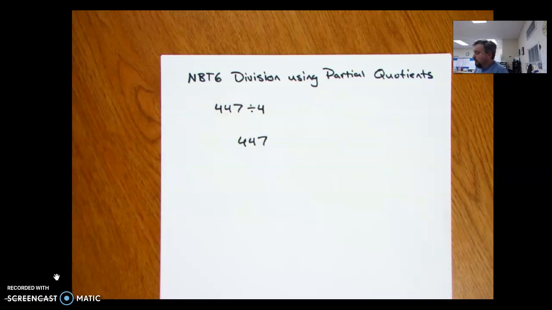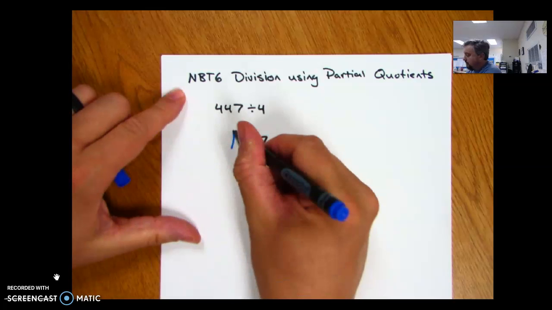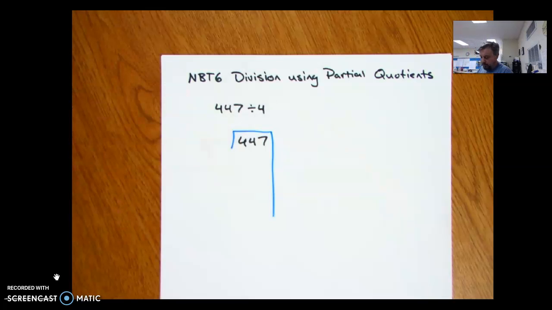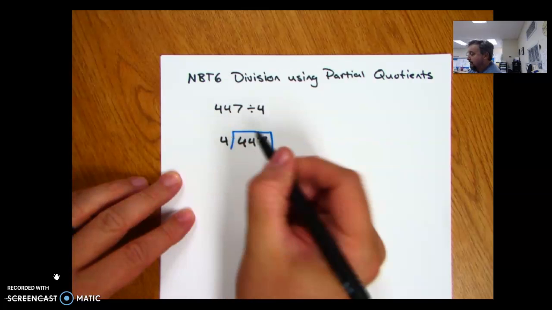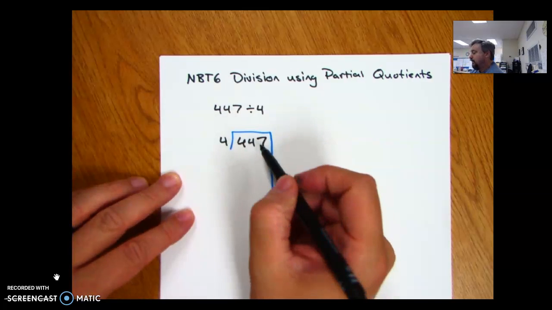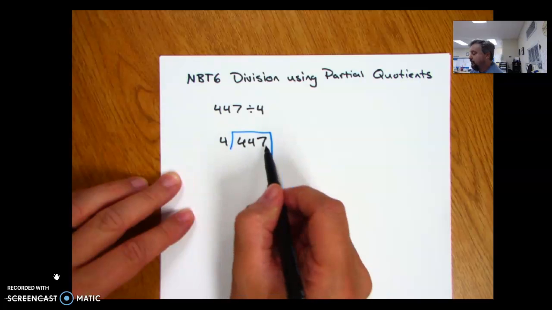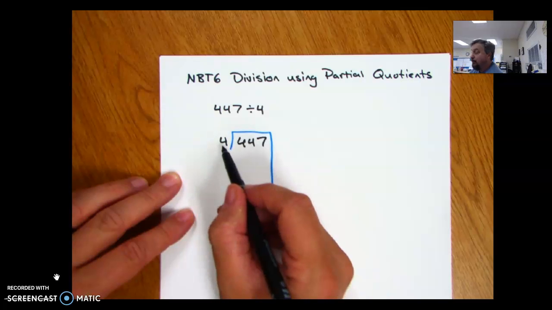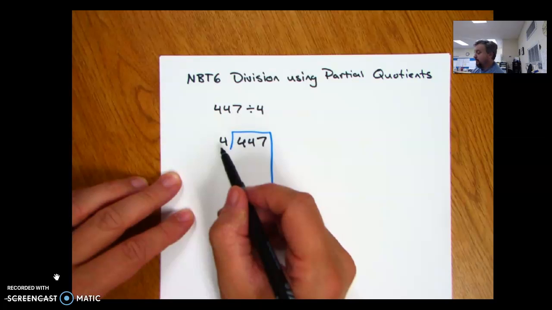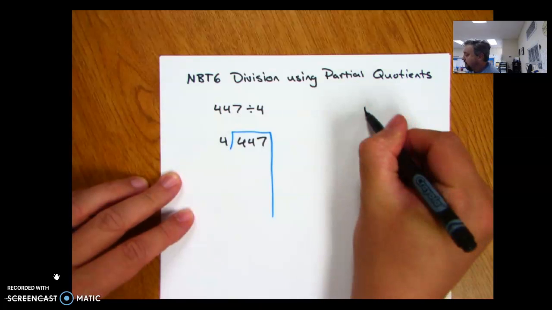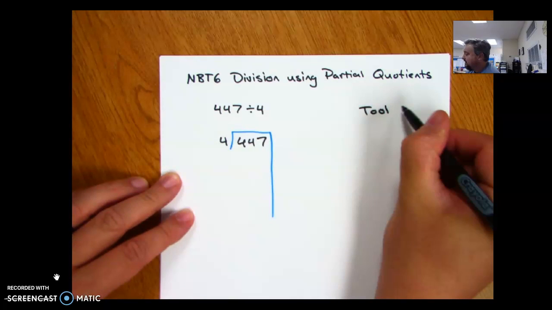And now we are going to set up our box. And we're going to put our divisor 4 on the outside. Now, in essence, what we're saying is we're going to split the number 447 into 4 groups equally. Now, we may or may not have a remainder left over. We're also going to use a toolbox, and that's going to help organize our work and maybe even simplify it.